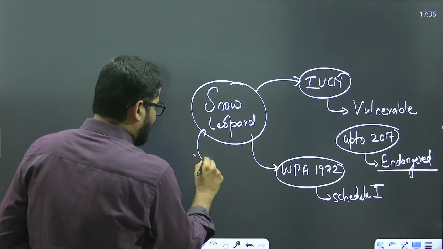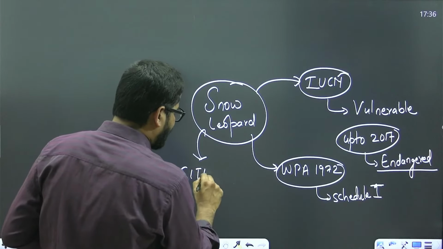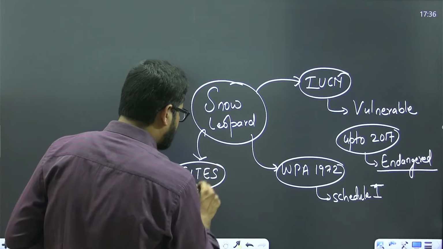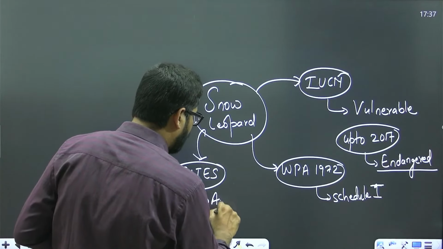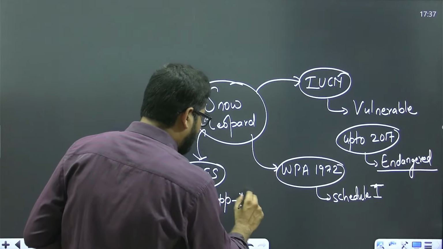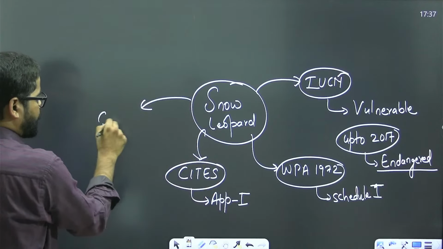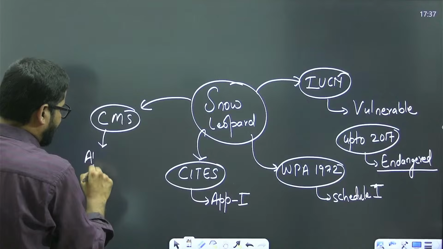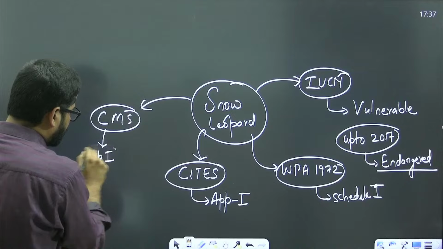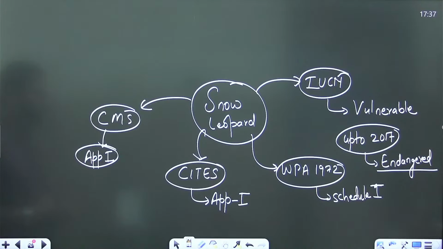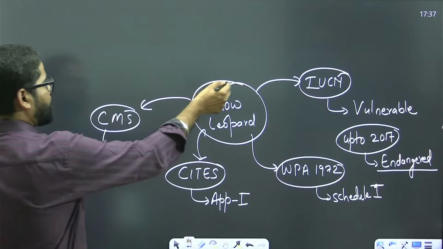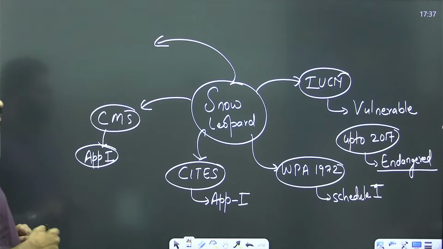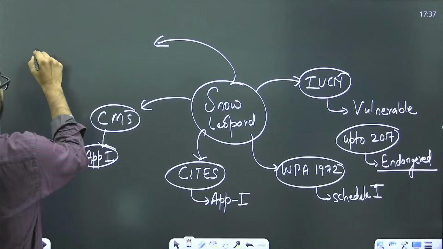Then in CITES, the Convention on International Trade in Endangered Species of Flora and Fauna, it is put in Appendix 1. The Convention on Migratory Species also puts it in Appendix 1. This is also one of the 21 organisms included in the recovery program of the Ministry of Environment.